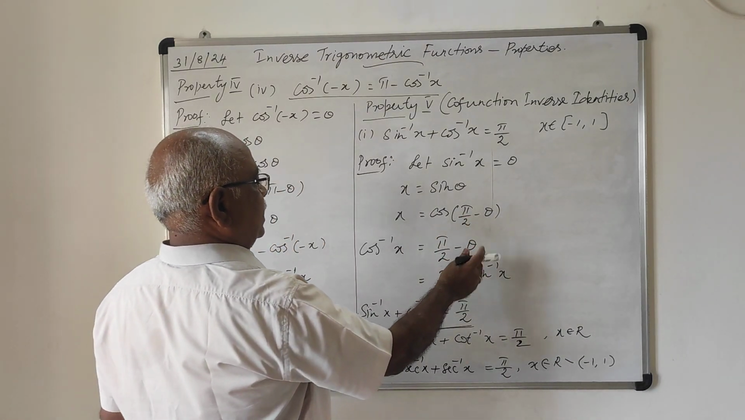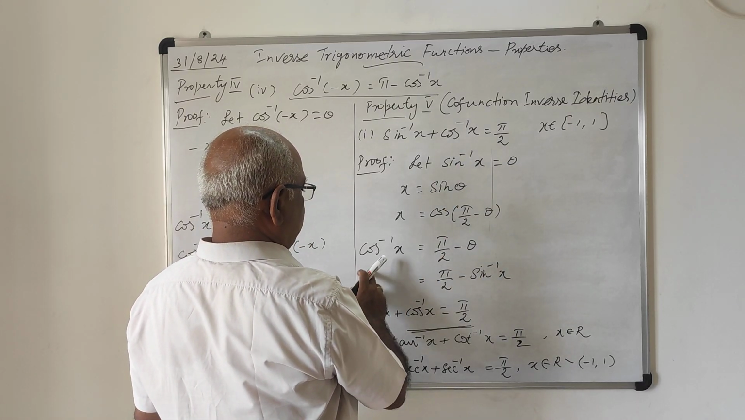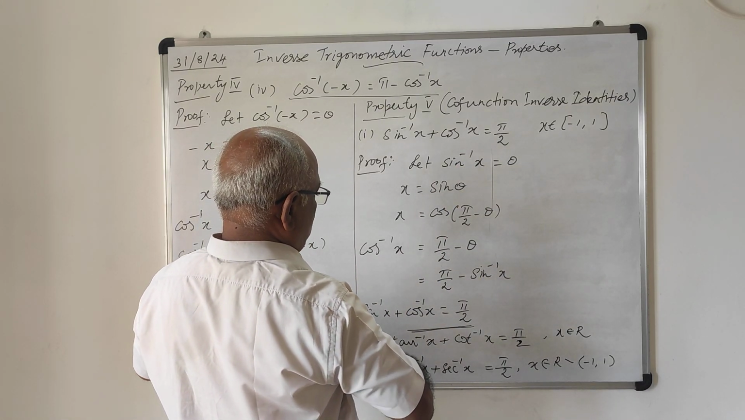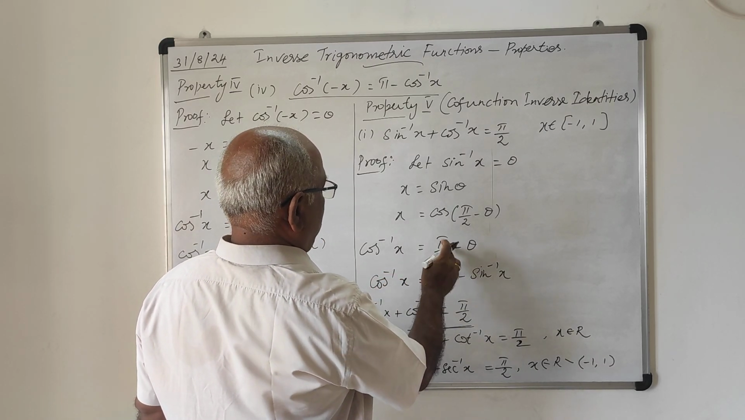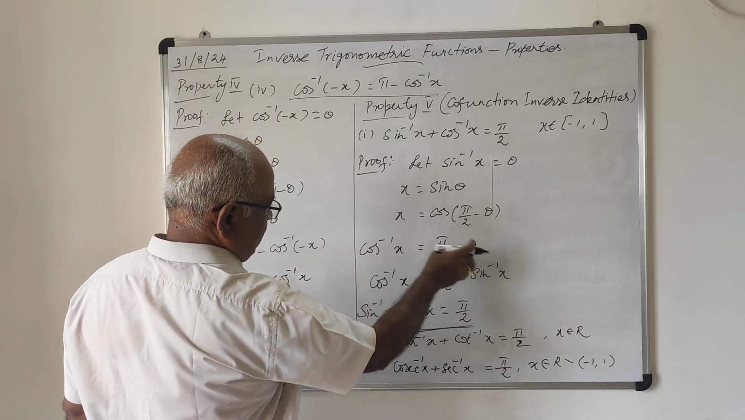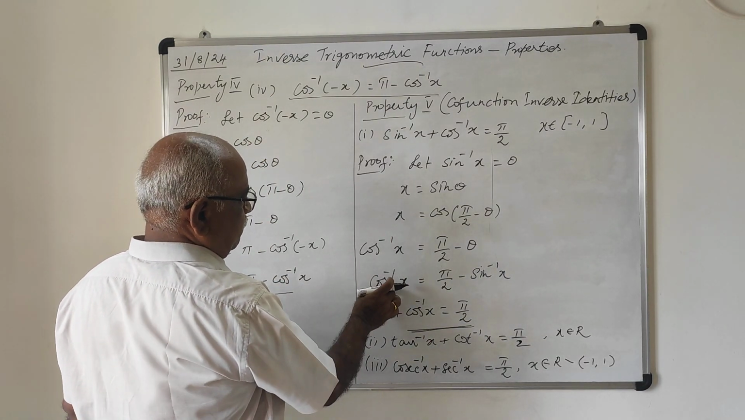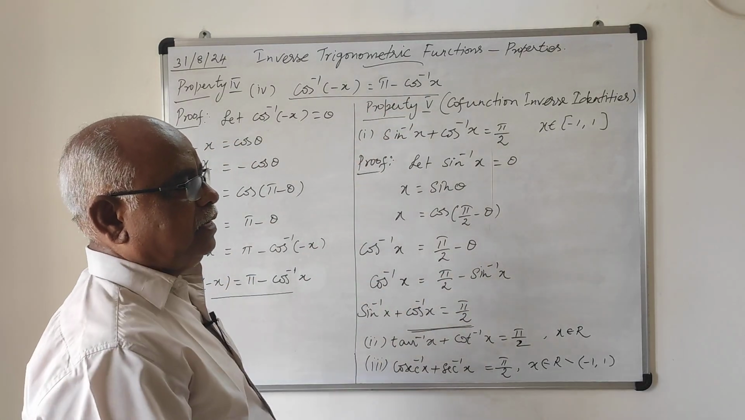And this theta we consider as sin inverse of x. So, cos inverse of x equal to pi by 2 minus sin inverse of x. You bring this minus sin inverse of x to the left hand side, it becomes sin inverse of x plus cos inverse of x equal to pi by 2, which is our correct result.